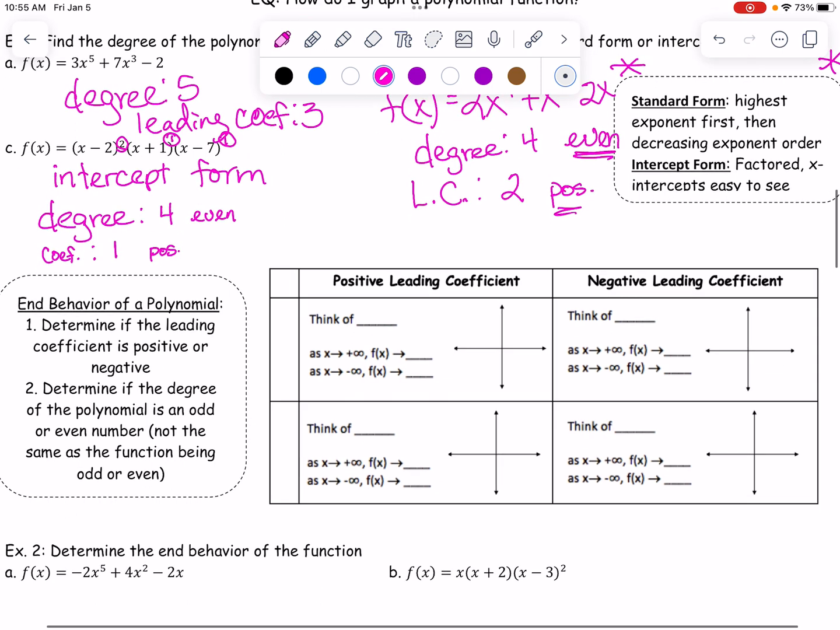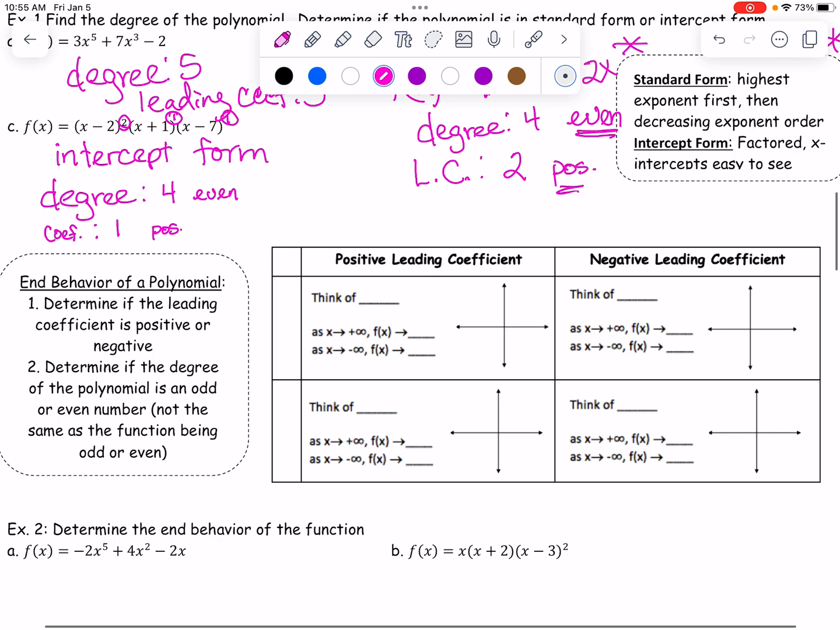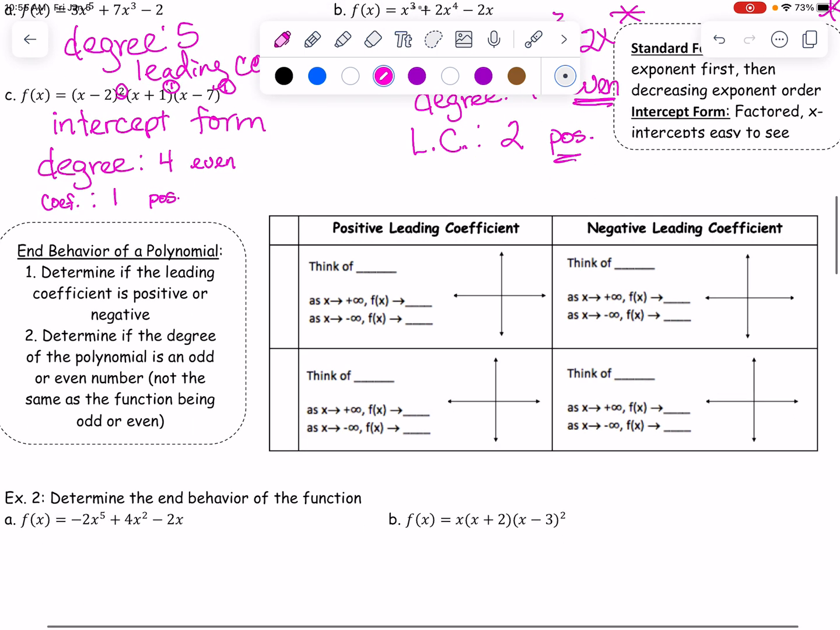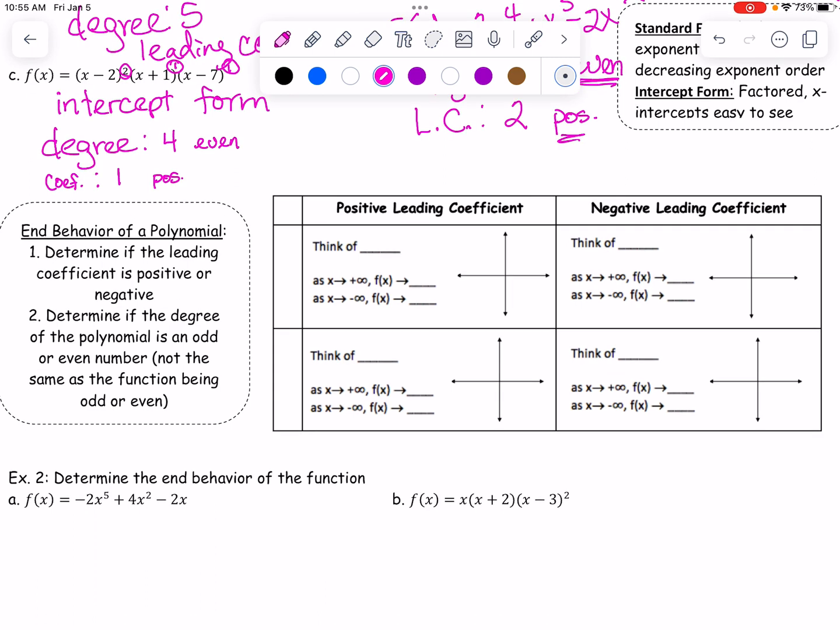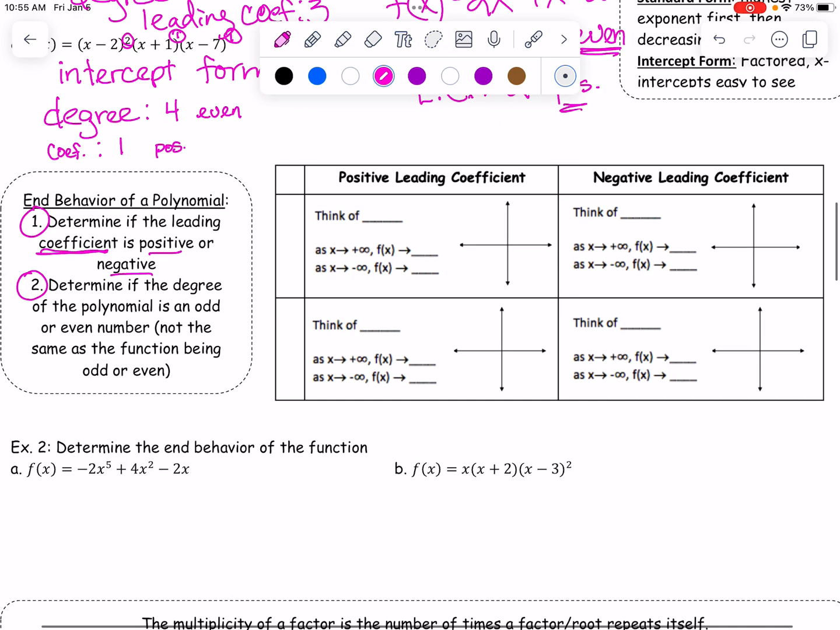What we're going to do next is determine the end behavior of a polynomial. Without graphing, you should be able to tell what your end behavior is by looking at the equation, whether it's in standard form or intercept form. So these are the two things that we have to look at. We're going to look at our coefficient and tell whether it's positive or negative. And we're also going to look at the degree, and for the degree, you want to know if it's going to be odd or even.